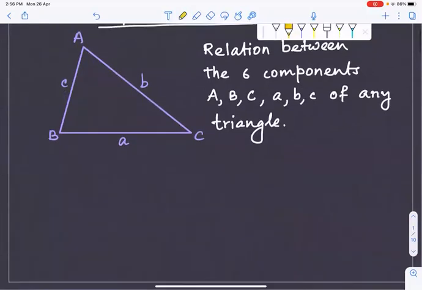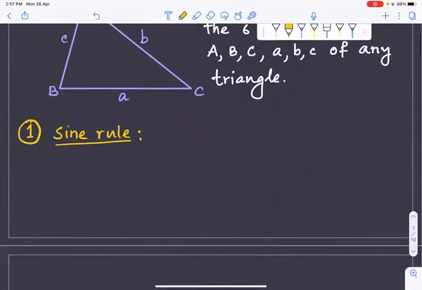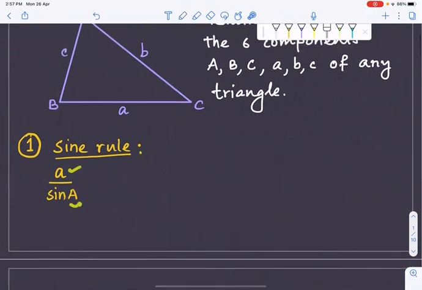First one is, let me give number one, and this number one is known as sine rule. Sine rule. What is the sine rule? This sine rule is nothing but a by sine A. When I am saying a by sine A, then it means the numerator is small a and the denominator is capital A.